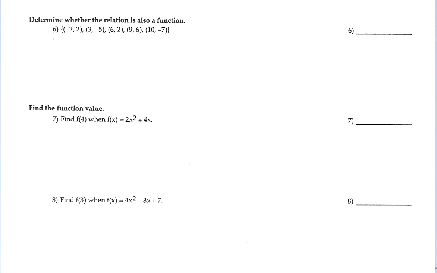Okay, number 6, determine whether the relation is also a function. Remember, all the x values have to be different for it to be a function. So I'm going through, I've got -2, 3, 6, 9, 10. I did not repeat the same number. They're all different. So this one is a function.